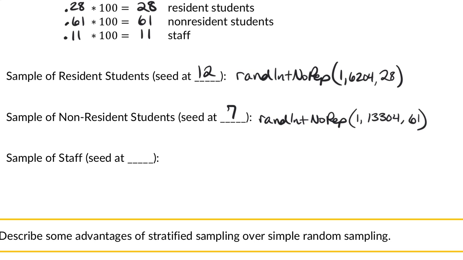So now we're setting the seed at 27. We're actually going to write down these numbers. So we're going to press 27, store, math, probability, the first option, set our seed at 27. Then we go to math, probability, option 8. Our lower limit is 1. Our upper limit is what? 2401. And how many are we choosing? 11. When we press enter, it's going to give us a list.